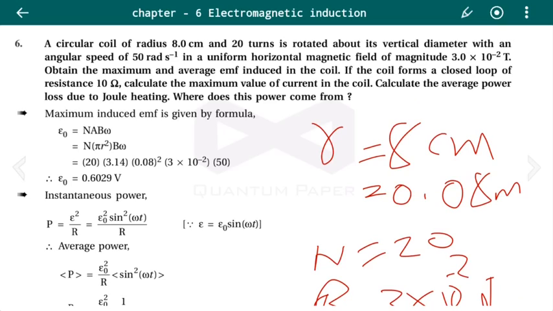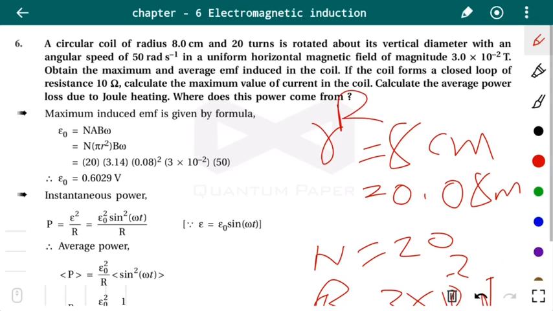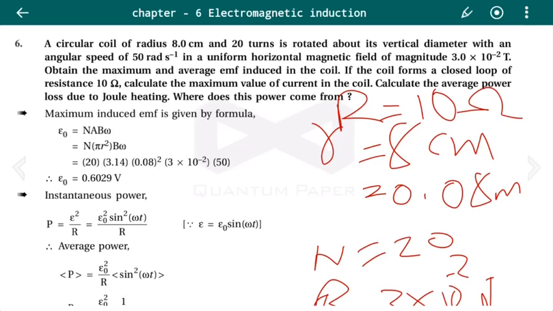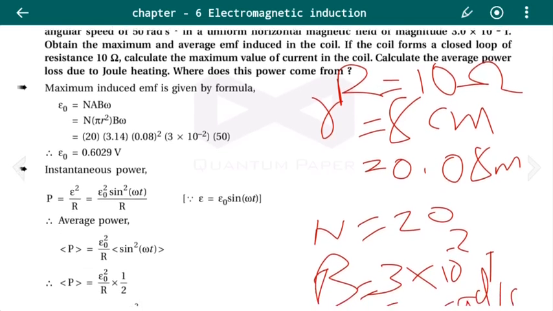If the coil forms a closed loop of resistance 10 ohm, here we are having resistance as 10 ohm. Calculate the maximum value of current in the coil. Calculate the average power loss due to joule heating. Where does this power come from?